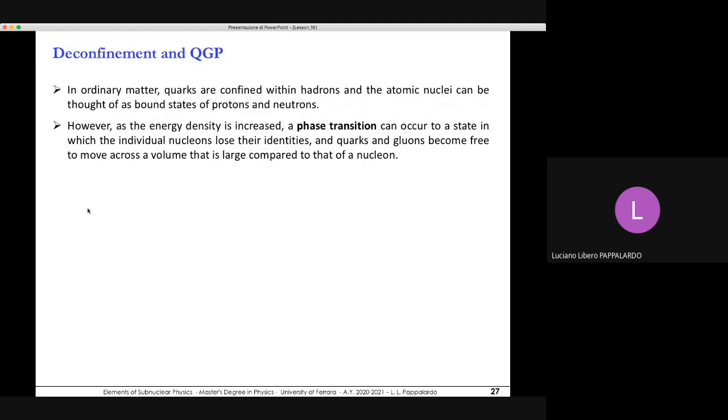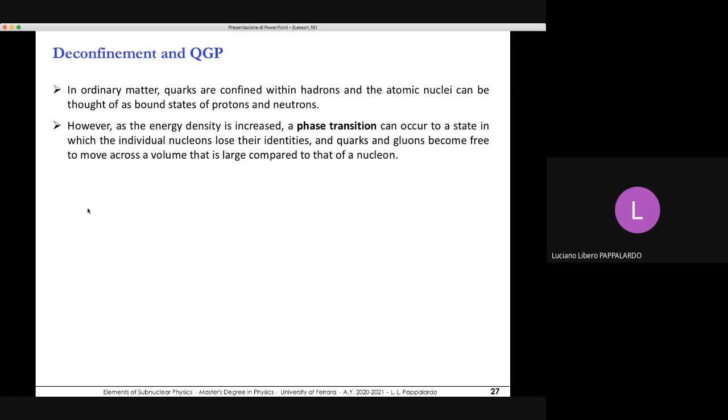Now, the last subject I want to discuss today is deconfined matter, so the quark-gluon plasma issue. In ordinary matter, quarks are confined within hadrons, and the atomic nuclei can be thought of as bound states of protons and neutrons. This is the standard description.